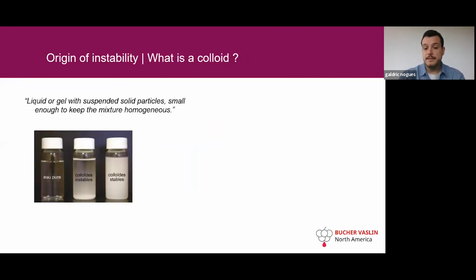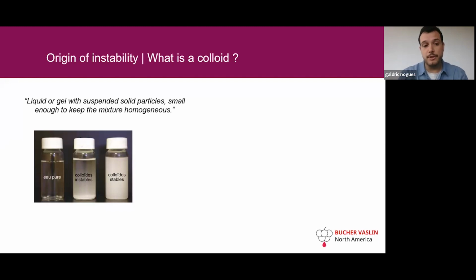And the colloidal stability is something that is going to be separated into different parts in the course of this presentation. But first, we'll introduce what a colloid is. The general definition of a colloid is a liquid or a gel with suspended solid particles. And these particles are small enough to keep the mixture homogeneous. So you feel like you have a very homogeneous liquid that you are drinking or working with. But in reality, if you look microscopically, you have particles and water dissociated in the liquid.